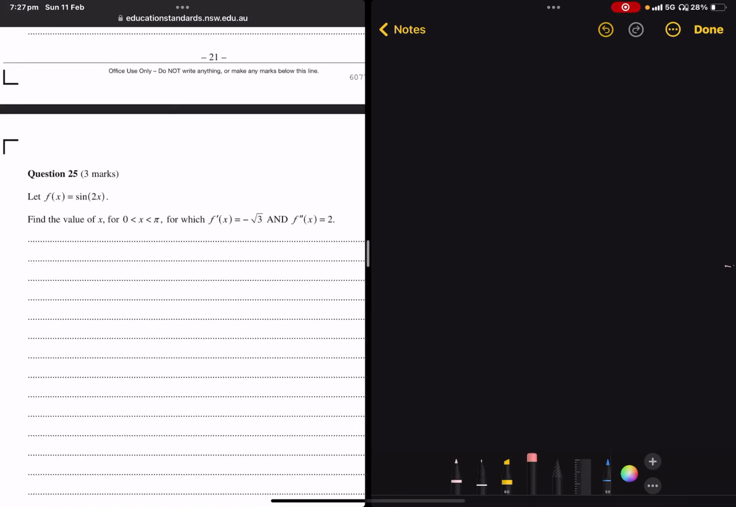Okay, so we're going to have a look at another question from the 2022 HSC Advanced Maths paper. This is question 25. We have been told to let f of x equal sine of 2x. Then we're told to find the value of x for which x is greater than 0, less than pi.